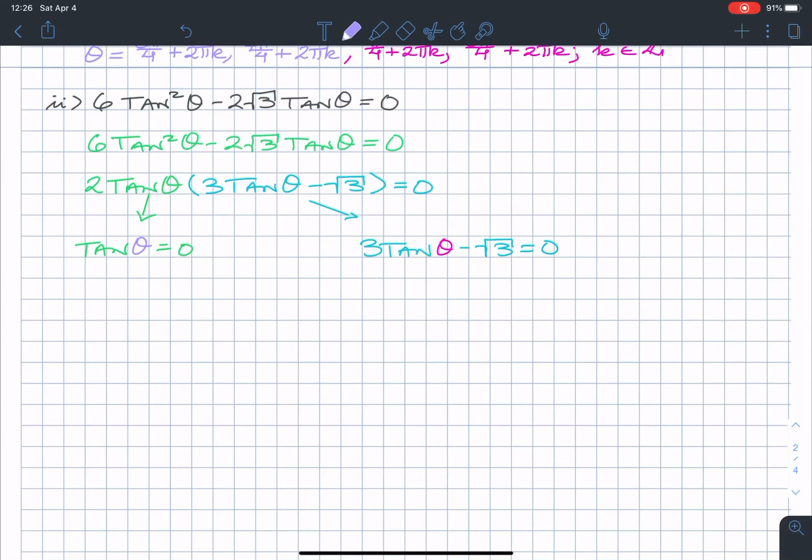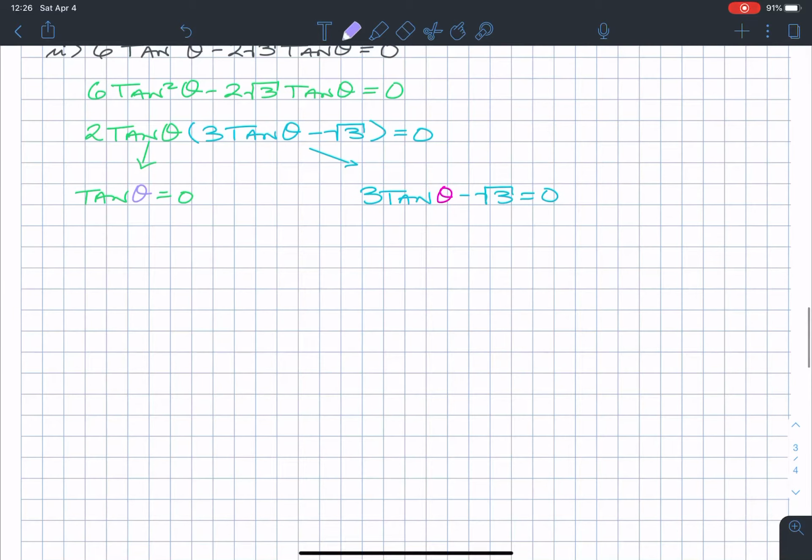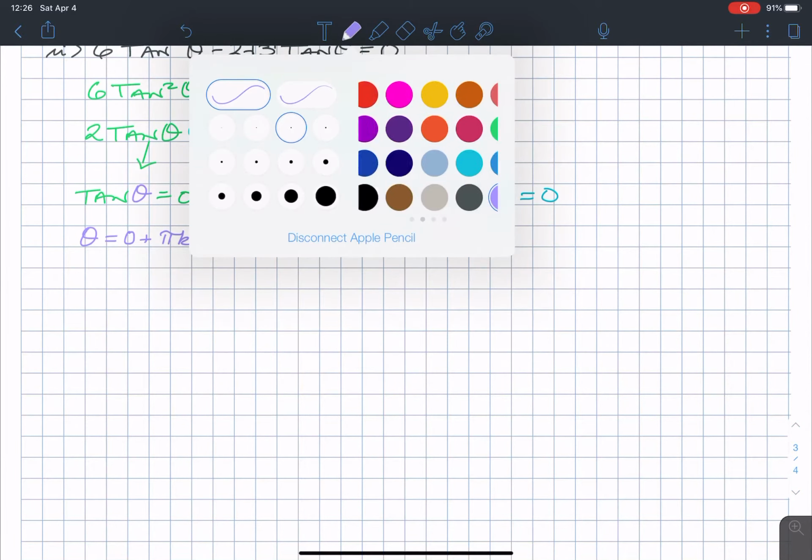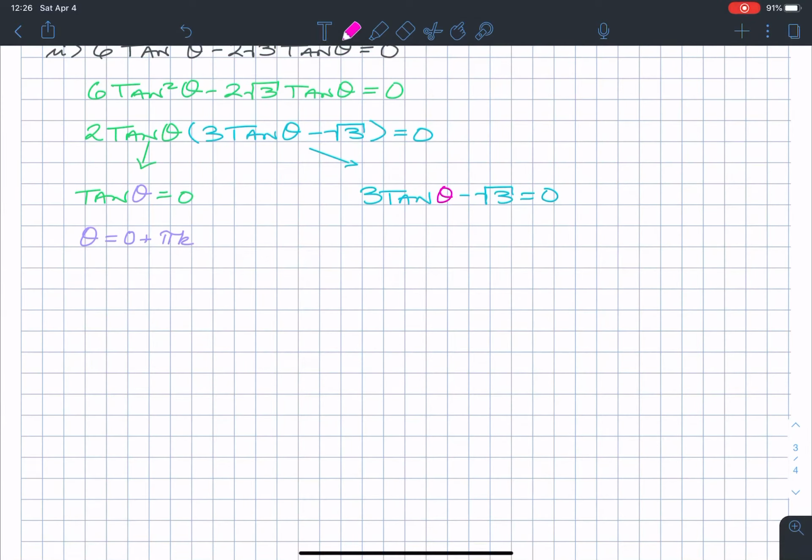So over here on the left, at what angles is tangent 0? Well, that's where sine is 0. So over here, theta will be 0 or plus pi k. Let me be obnoxious here. Plus, what's a period for tangent? It's pi. So pi k. So I don't really need the 0 in that case. Okay, and let me be thorough, where k is an integer.